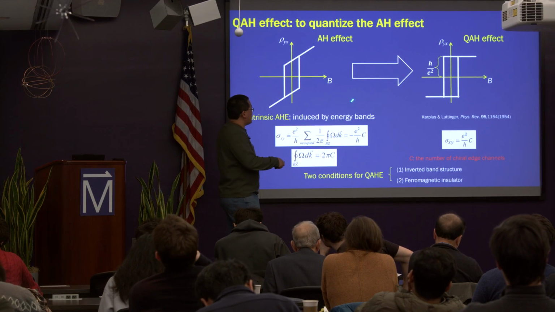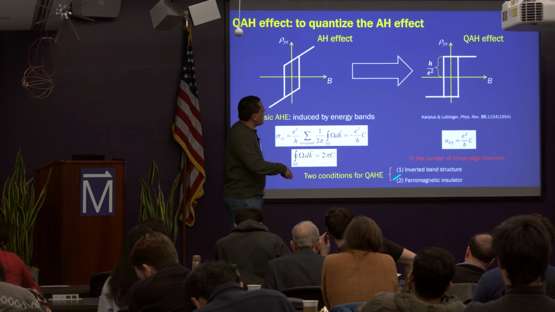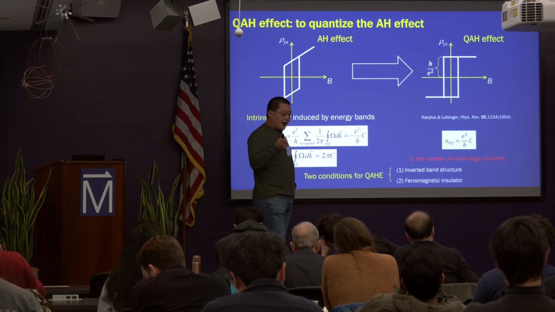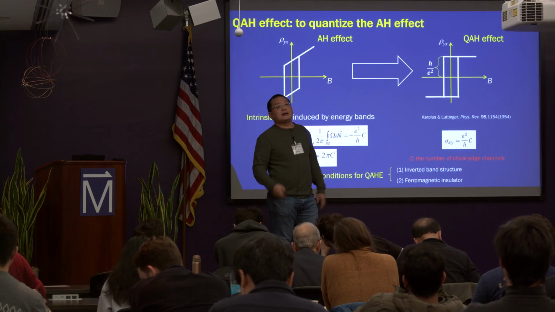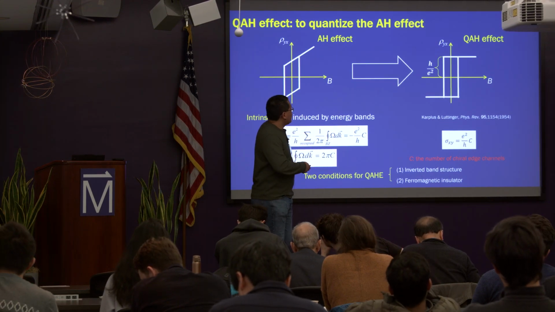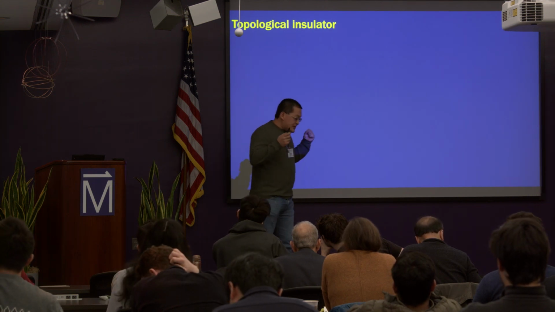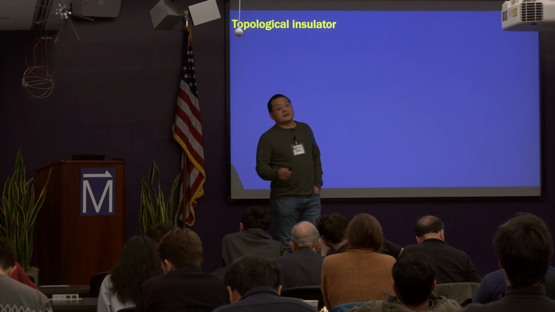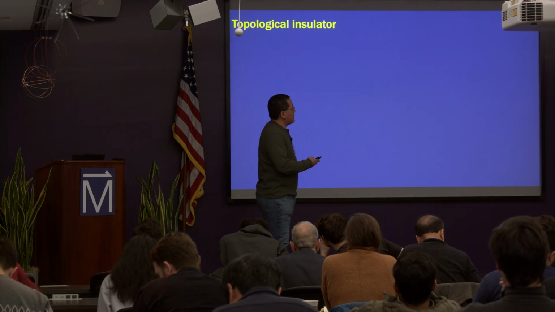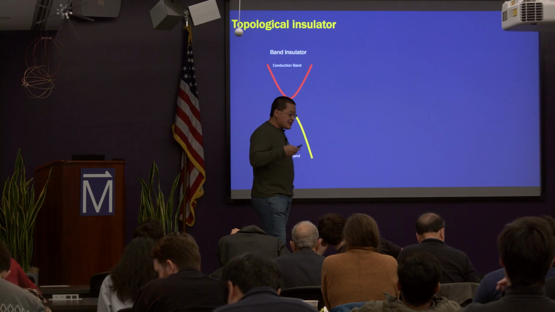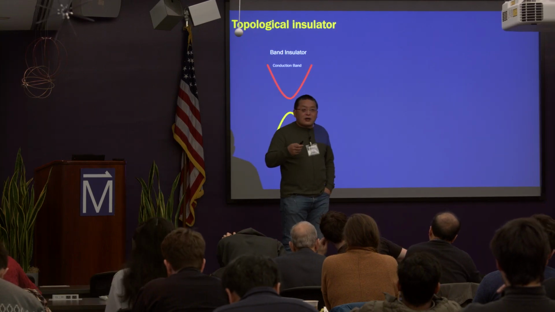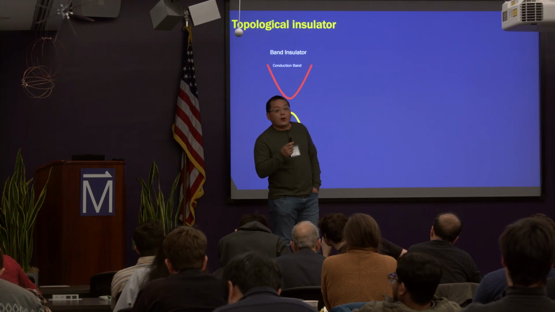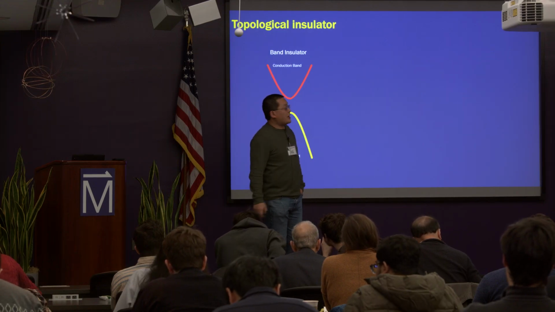So this is what we get based on this equation. If we could find one material that satisfies these two conditions, we may realize the quantum anomalous Hall effect. We know that in 2006, the theoretical prediction and later the experimental realization of the topological insulator made the realization of the quantum anomalous Hall effect possible, because in a topological insulator, the inverted band structure is already realized.